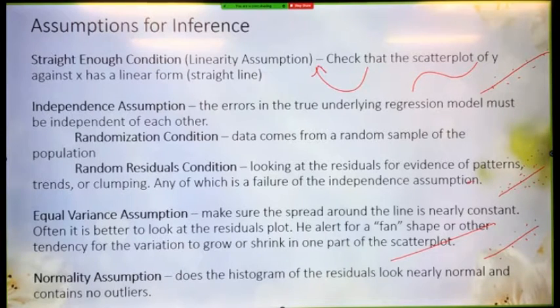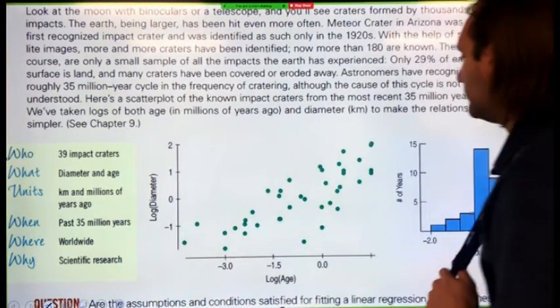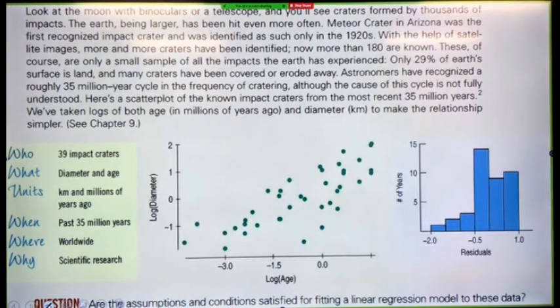And then the normality assumption. Does the histogram of the residuals look normal and contain no outliers? So we're actually going to have to plot the residuals and look at the histogram of that data. So, lots of new conditions. Let's see if we can verify those with this example.